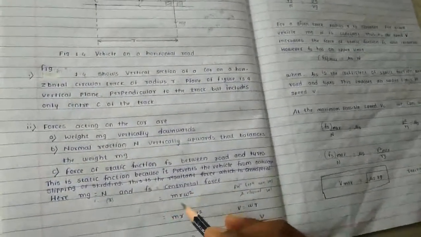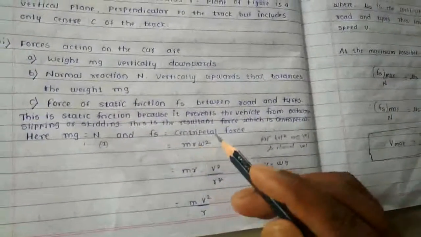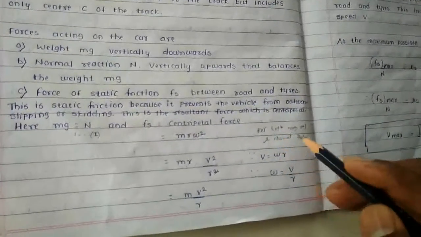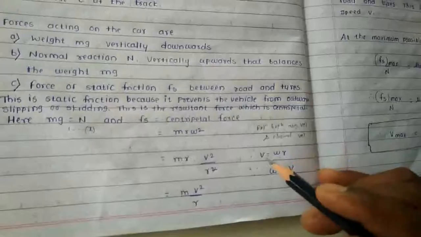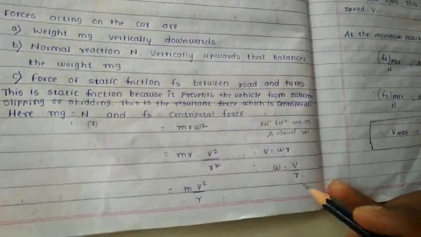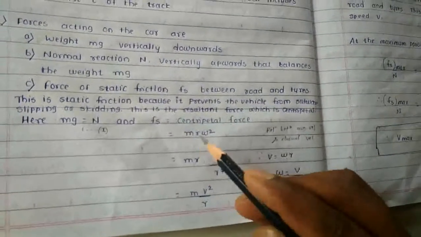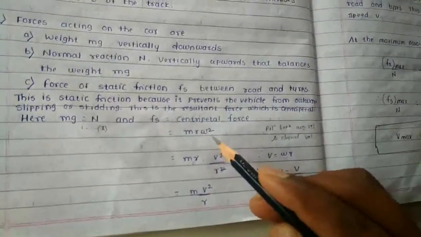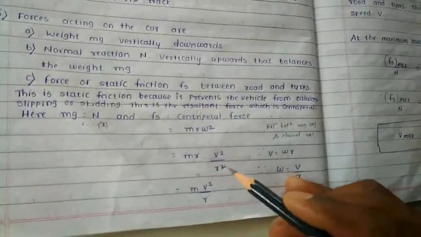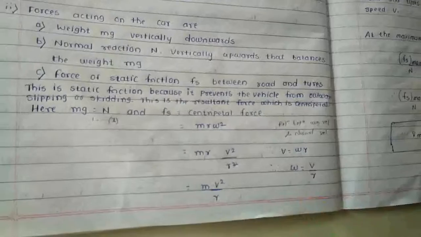So the centripetal force is m r omega square. We all know the centripetal force is m r omega square, and the relation between angular velocity and linear velocity is v is equal to omega r, so omega is equal to v upon r. Put this value of omega here: m r as it is, into omega square, that is v square upon r square. This r and this r get cancelled. So what remains? m into v square upon r.